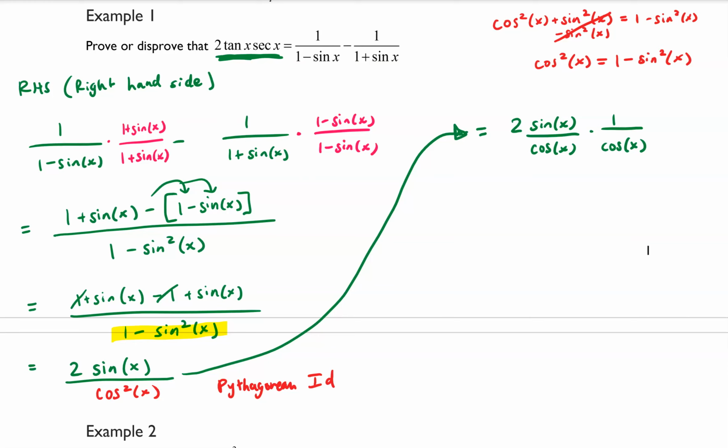Now, why did I separate them into 2 fractions that are being multiplied? Well, I know that this thing, based off the reciprocal identities, is equal to tangent, and I know that this thing, based off the reciprocal identities, is equal to secant of x. So now the final thing is I can say that this is equal to 2 times tangent of x times secant of x. And again, that was based off the reciprocal identities.